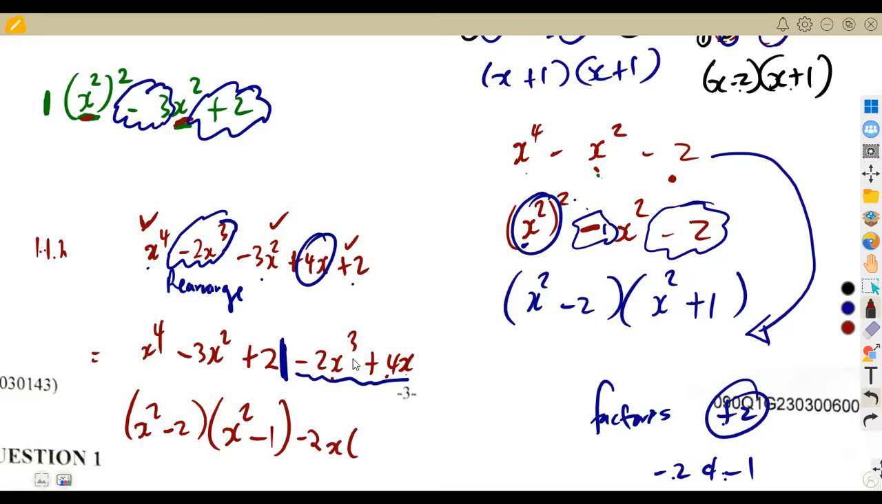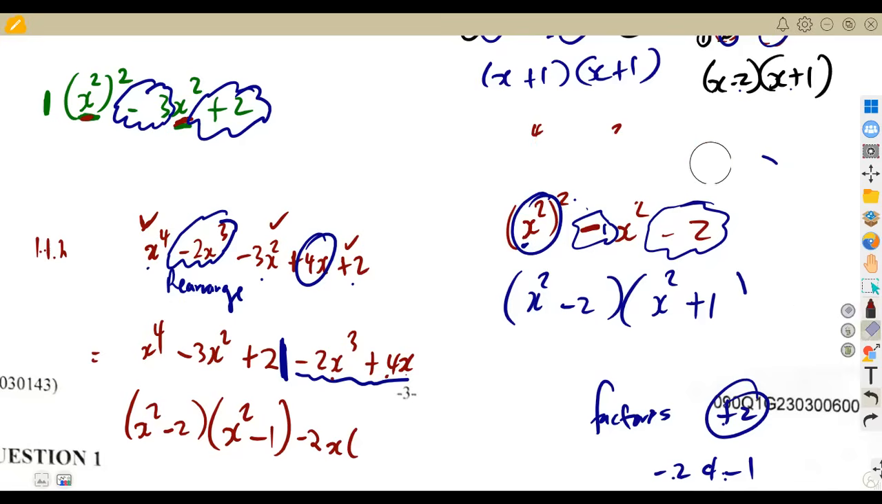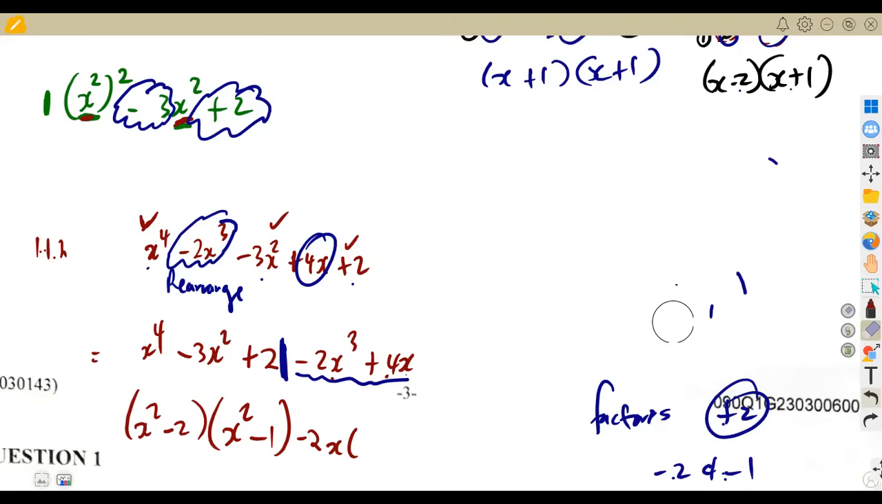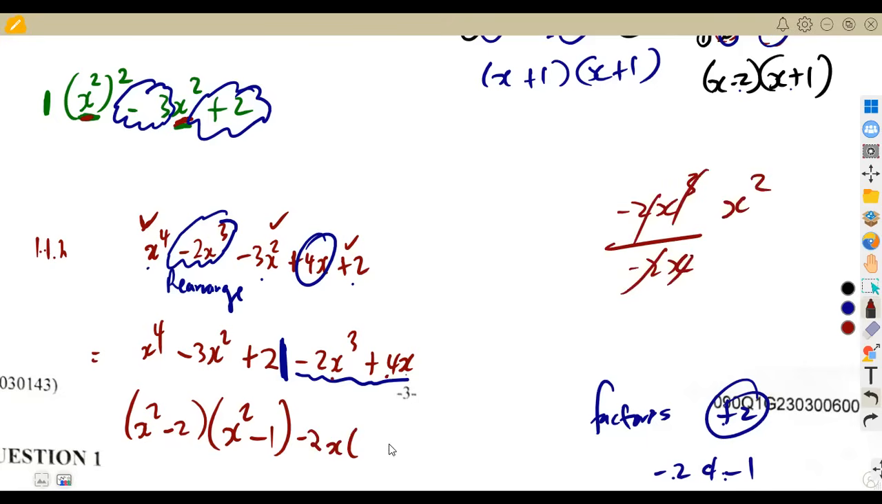The moment we factor out negative 2x, that means we're going to divide negative 2x into this. So negative 2x cubed divided by negative 2x is going to be a positive x squared there, so that will cancel, and this will be x squared. So you're going to remain here with x squared. Positive 4x divided by negative 2x: the x will cancel, and 4 divided by negative 2 will be a negative 2.